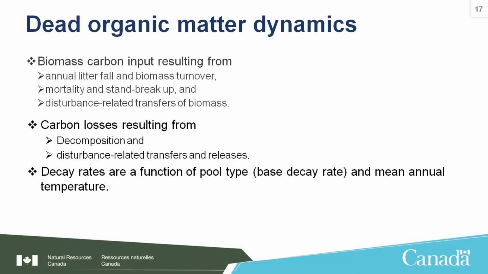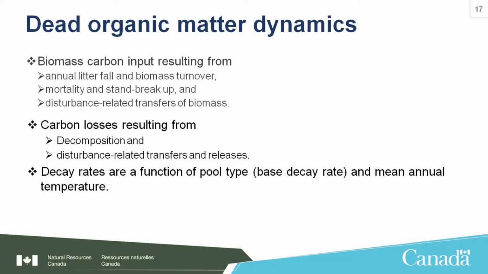The inputs of biomass to the DOM pools result from 3 processes: annual litter fall and biomass turnover, for example, branch mortality, tree mortality, foliage mortality; mortality and stand breakup, for example, where a user-defined yield curve enforces a declining volume resulting in tree mortality at stand over maturity; and disturbance-related transfers, for example, transfers of live biomass to the DOM pools resulting from mortality caused by an insect pest. The carbon losses result from 2 processes: decomposition or the decay of DOM, and disturbance-related transfers and releases, for example, a wildfire that consumes fine woody debris and forest floor material and releases that carbon to the atmosphere.